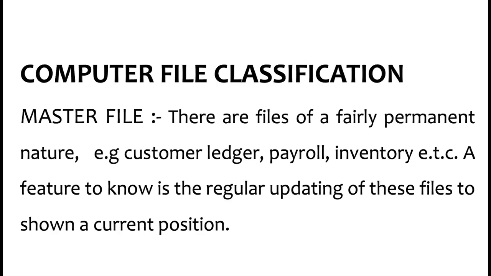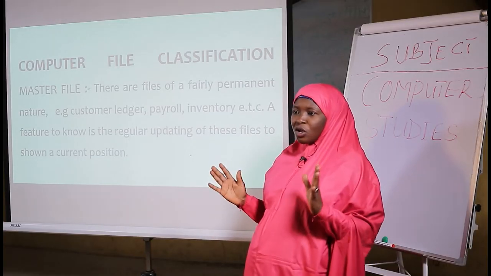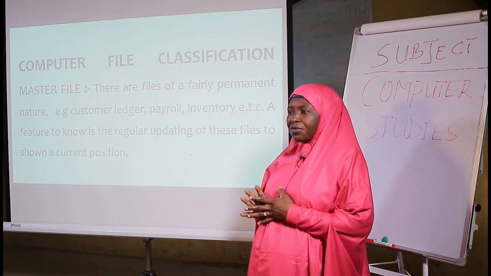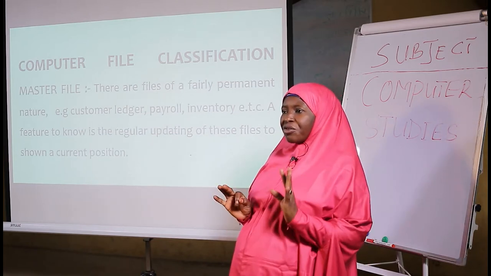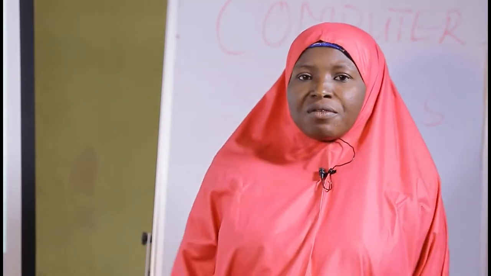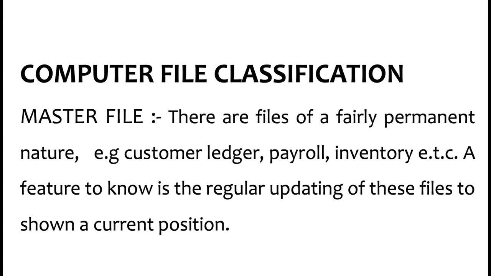The next, we have the computer file classification. Computer files are being classified. We have different types of classification of the file, but the major ones that we have are three. We have the master file, we have the transaction file, and we have the reference file. Let's take the master file. These are files of fairly permanent nature. E.g., we have the customer ledger, we have the payroll, we have the inventory, among others. A feature to know is the regular updating of this file to show a current position.